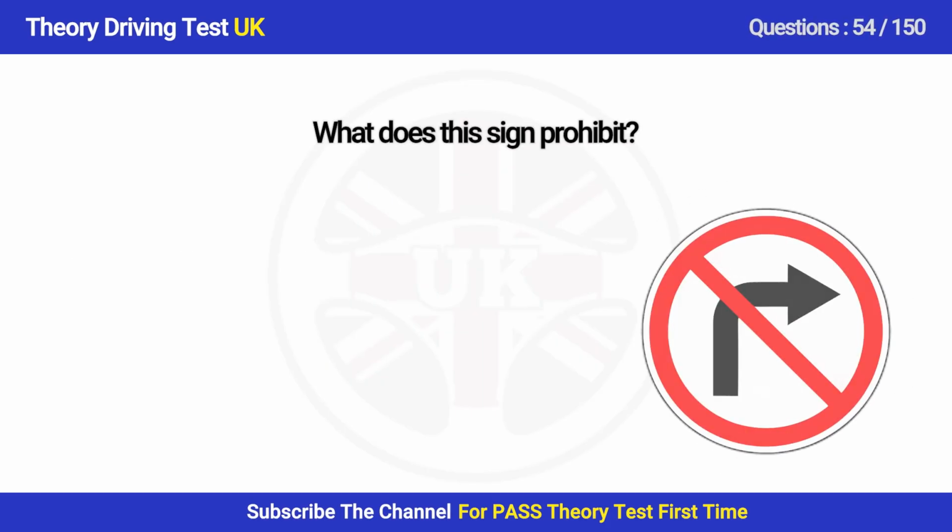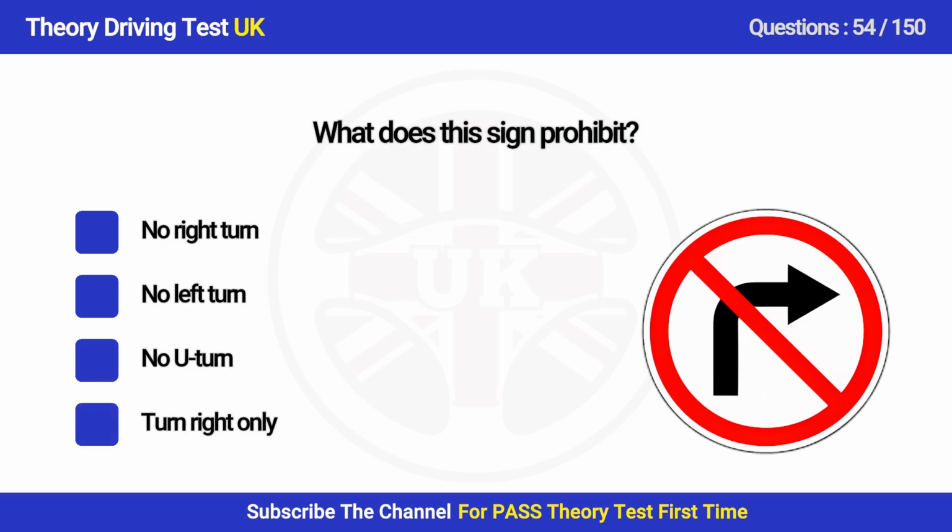Question 54. What does this sign prohibit? A. No right turn. B. No left turn. C. No U-turn. D. Turn right only.